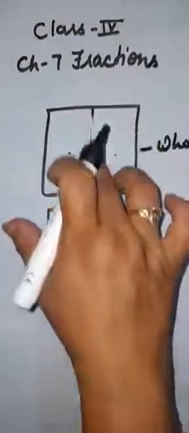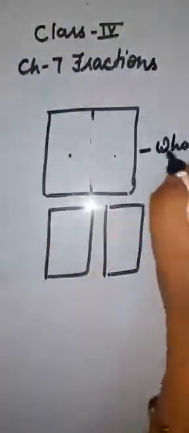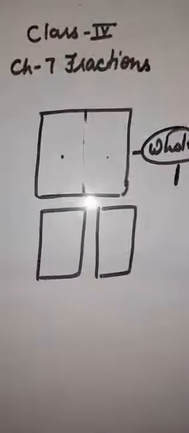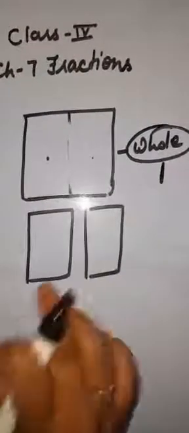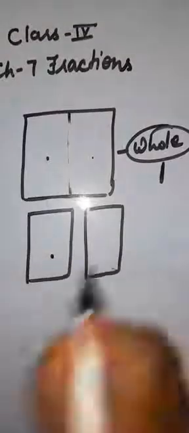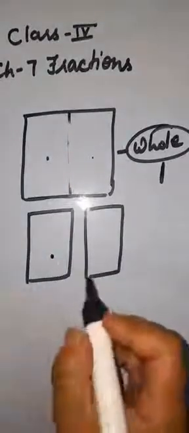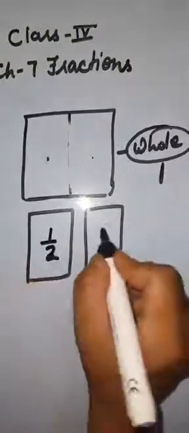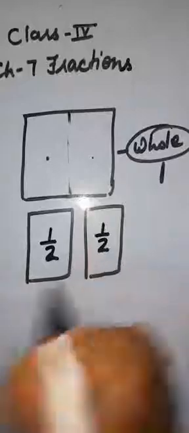Okay, I am erasing this line. This is the whole one. It means 1. All right. And these are the separate parts. This one is half and this one is half. And how will we represent half? 1 out of 2.